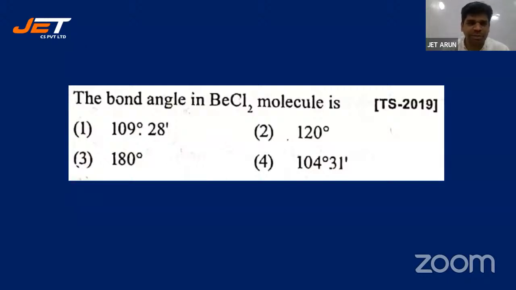Previous question. The bond angle in BeCl2, beryllium chloride molecule, is 109 degrees 28 minutes, 120 degrees, 180 degrees, 104 degrees 31 minutes. The structure of the molecule, yes Fatima, 180 degrees. Okay. Harshavardhan says 3. Good.